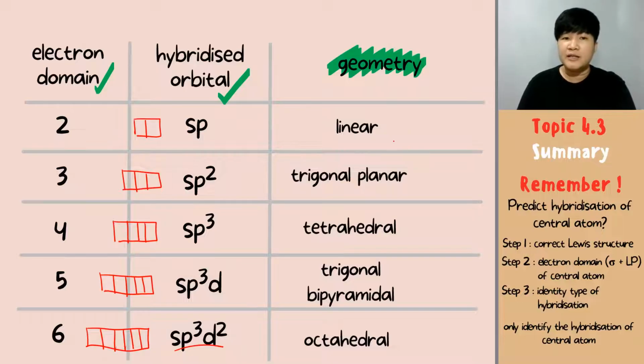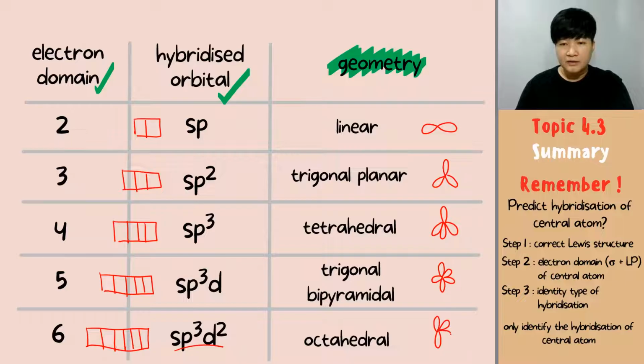Your sp hybridized orbital holds a linear shape, and your linear should look something like this. How should your trigonal planar look? You should be extremely good at drawing this already. Your tetrahedral should look something like this. You should know how your tetrahedral looks, and you can definitely draw it at this moment. Your trigonal bipyramidal shall look something like this. Alright, that is your trigonal bipyramidal. Last but not least, your octahedral should look something like this.